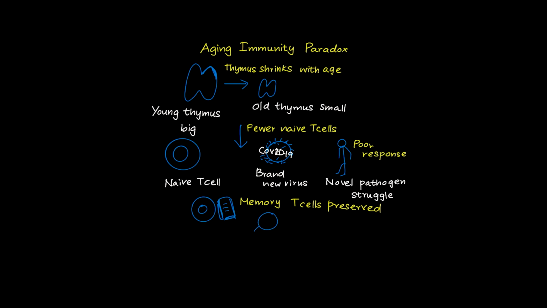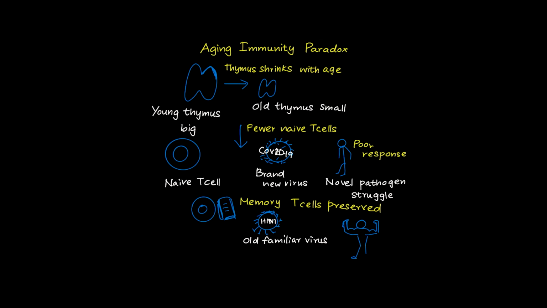When an elderly patient encounters an old enemy their body has seen before, memory cells jump into action just as effectively as they did 30 years ago. This explains why the same senior can barely fight off COVID-19 while breezing past H1N1. Novel pathogens need naive T cells the aging body lacks. Familiar pathogens meet memory cells the aging body still has.